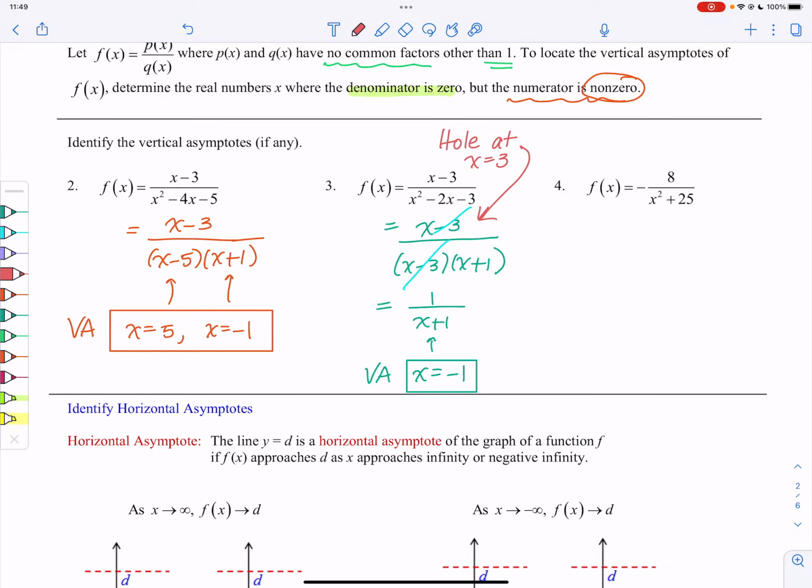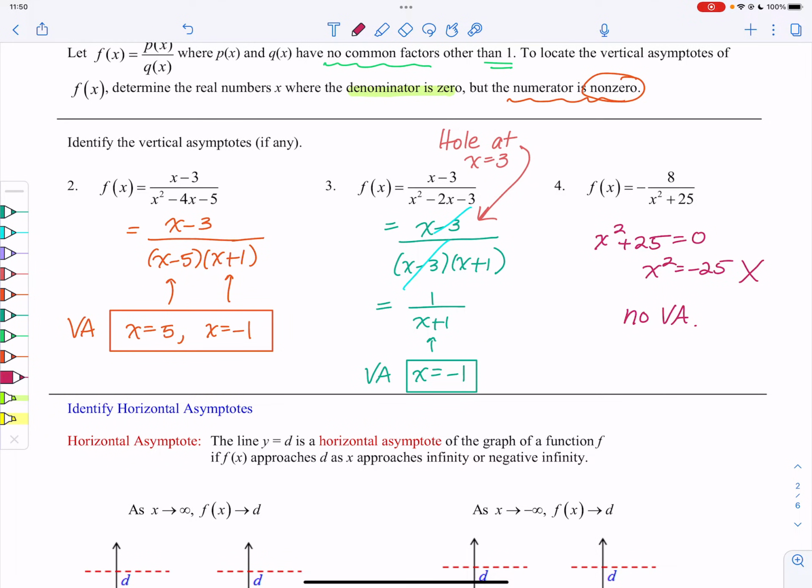Let's look at number 4. We have f of x equals negative 8 divided by x squared plus 25. If we set that denominator equal to 0, there are no vertical asymptotes, because that's not a real number.